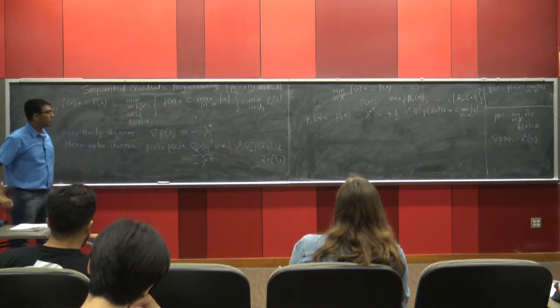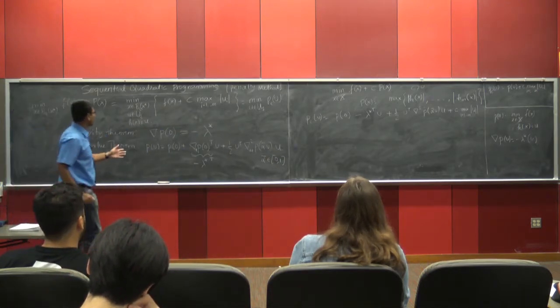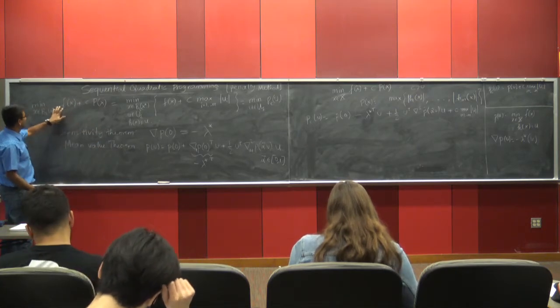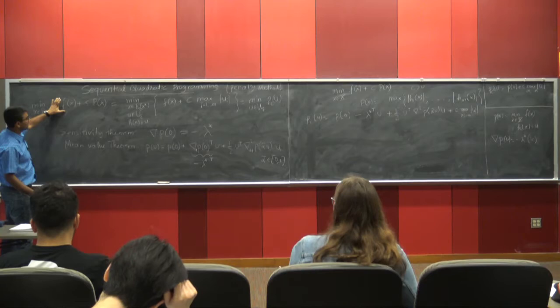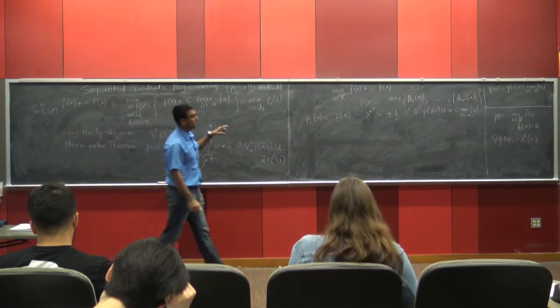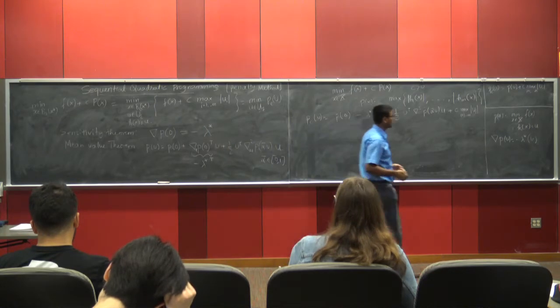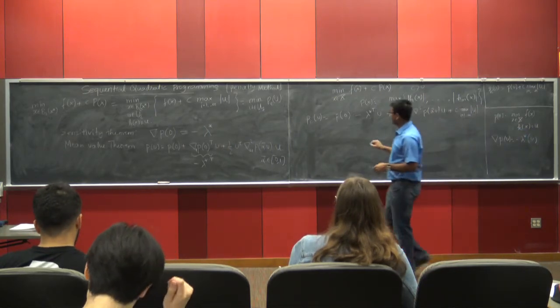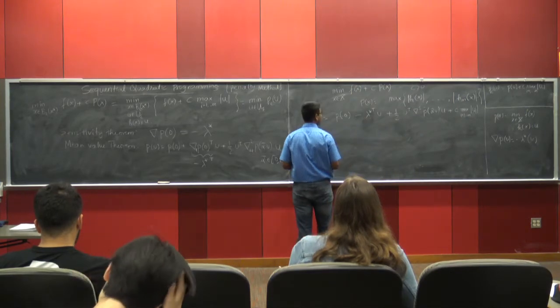What do we need to do further? Remember, what was our goal? Our goal is to prove that if I find the minimum of this function, it should still be the minimum of the original constrained optimization problem that we started with. Okay? So that's what we want to prove.